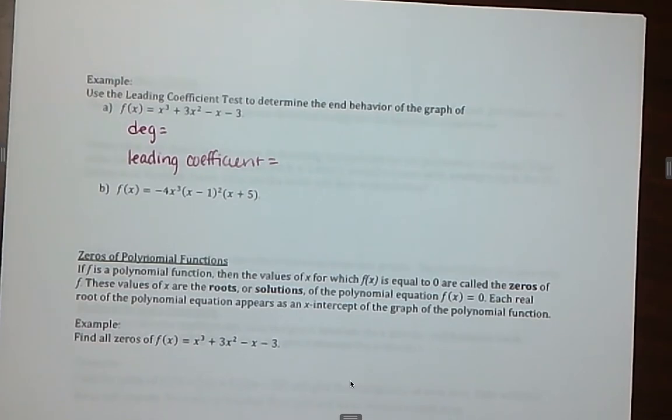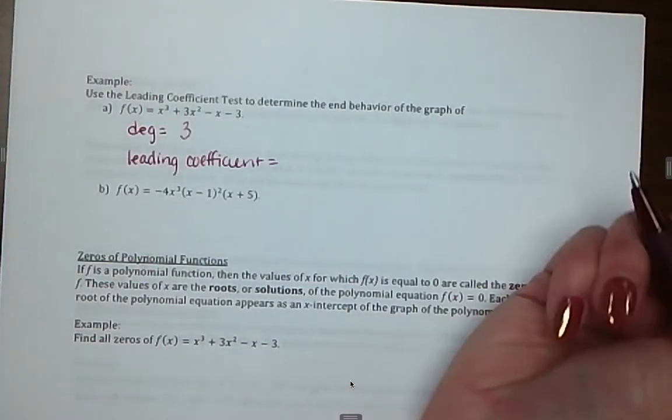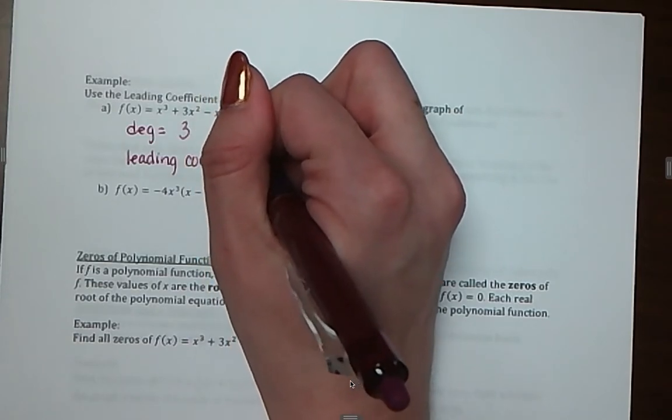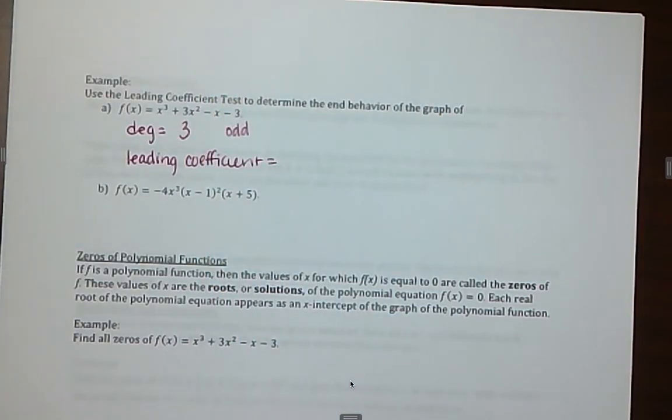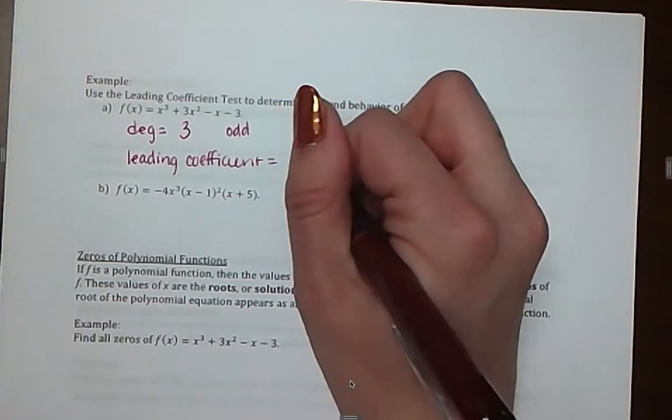Leading coefficient is the number in front. And the degree is your highest exponent. So what's your highest exponent? 3. Is that even or odd? Odd. And our leading coefficient, what's the number in front of x cubed? 1. Positive or negative? Positive.